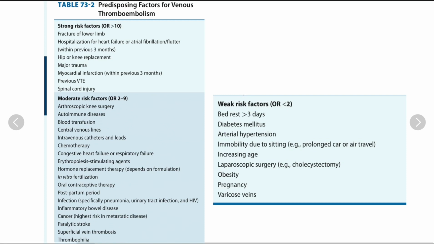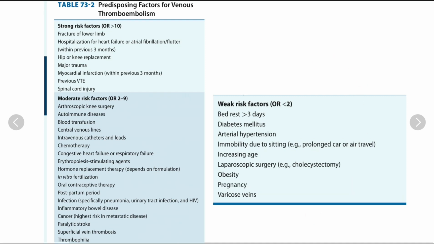Then comes moderate risk factors, which have an odds ratio of 2 to 9. These are arthroscopic knee surgery, autoimmune disease, blood transfusion, central venous lines, intravenous catheters and leads, chemotherapy, CHF, respiratory failure, erythropoietic stimulating agent, hormone replacement therapies, in vitro fertilization, oral contraceptives, postpartum period, and infection, specifically pneumonia, urinary tract infection, and HIV, inflammatory bowel disease, cancer, paralytic stroke, superficial vein thrombosis, thrombophilia.